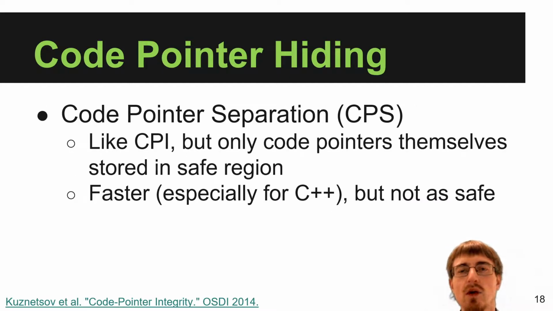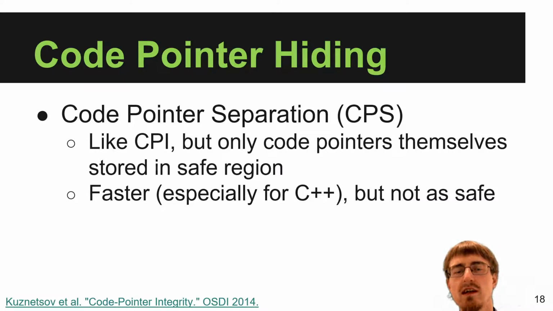Now, moreover, the paper also defines so-called code pointer separation. So code pointer integrity should ensure that we can never change a code pointer because they're all in the safe region and any way to access the code pointer is protected. Now, code pointer separation is the weaker twin of CPI, and what it does is it stores only the code pointers themselves in the safe region. Now, this is considerably faster, especially for C++.